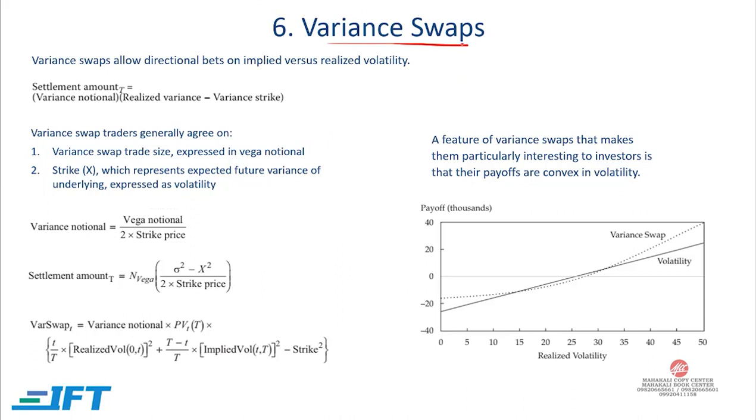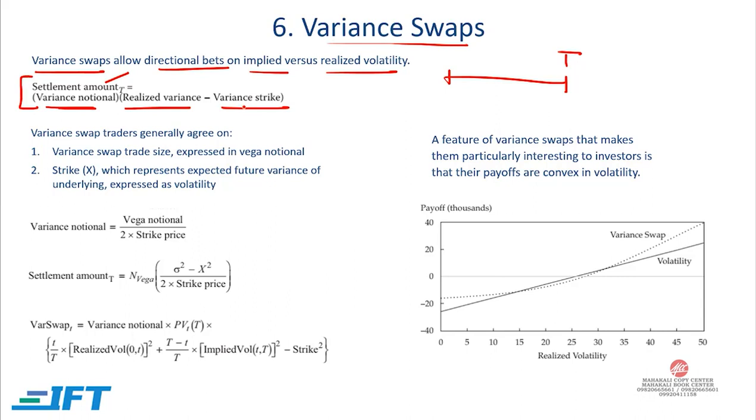Moving on to variance swaps. A variance swap allows directional bets on implied versus realized volatility. The payoff for a variance swap is given by this formula. At expiration, the settlement amount is equal to the variance notional multiplied by the difference between the realized variance and the variance strike. The variance strike is established at the start of the swap, and it is based on the implied volatility. So this is the implied volatility when we get into the contract.